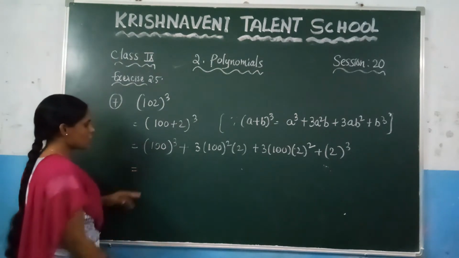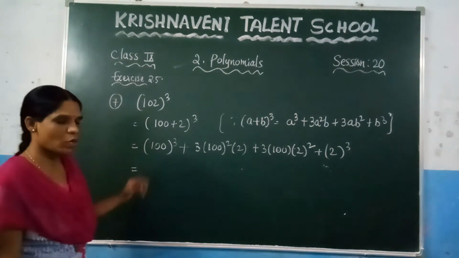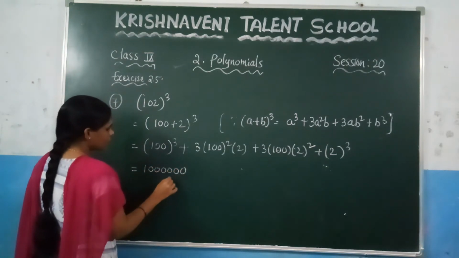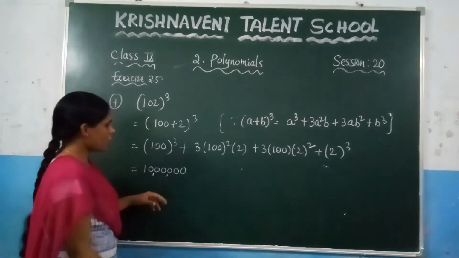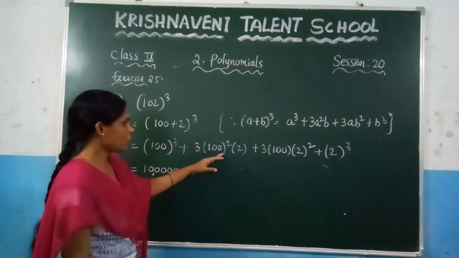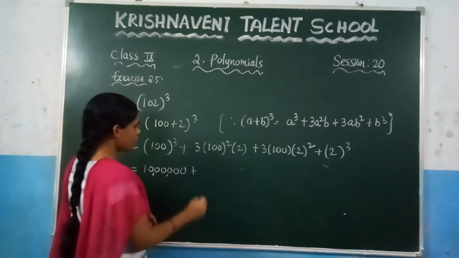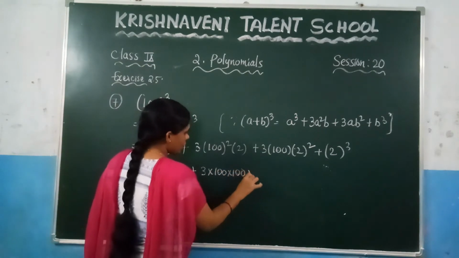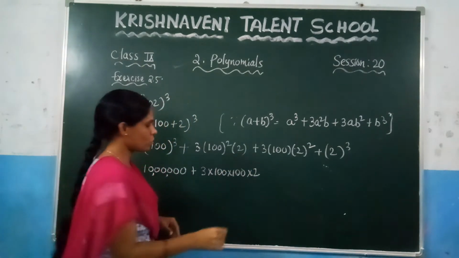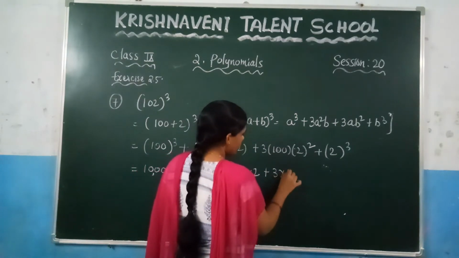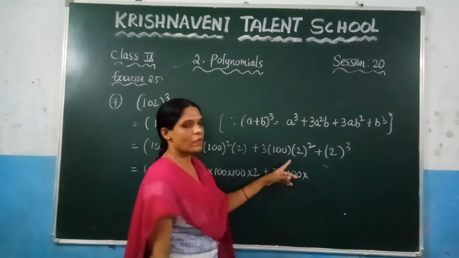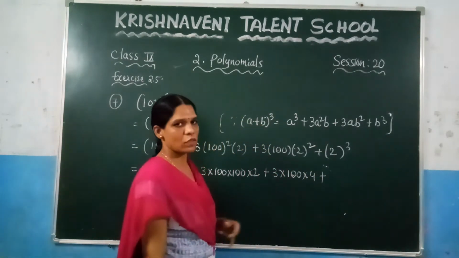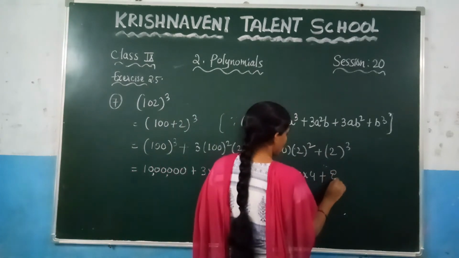So how do you solve? You need to multiply 100 three times. What you will get is 10 lakhs, which is 6 zeros. After that, plus 3 into 100 into 100, into 2. Plus 3 into 100 into the value of 2 square, which is 4. And after that, what is the value of 2 cube? 2 2s are 4 and 4 2s are 8.